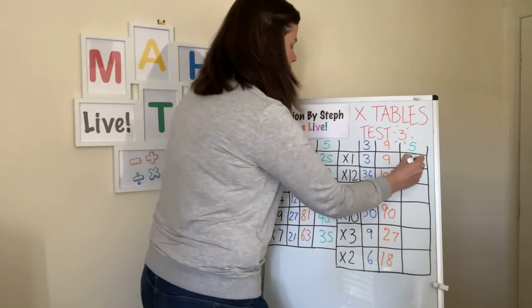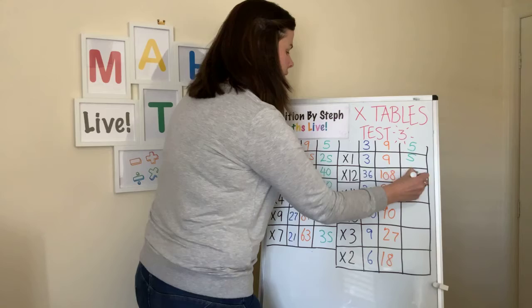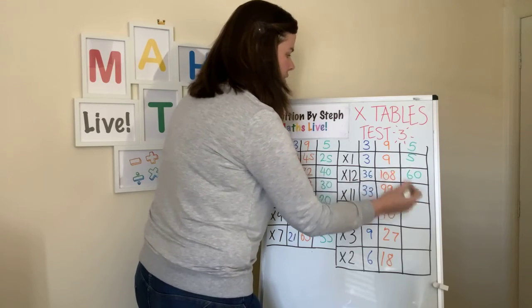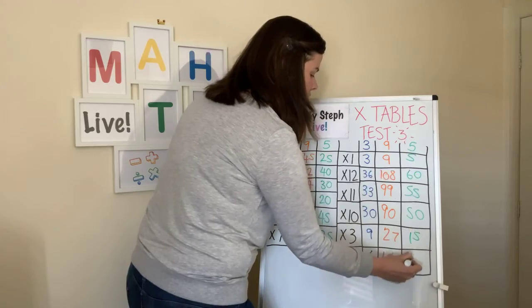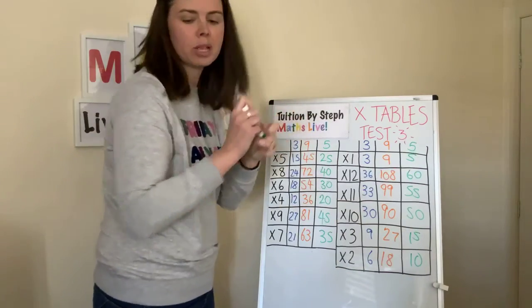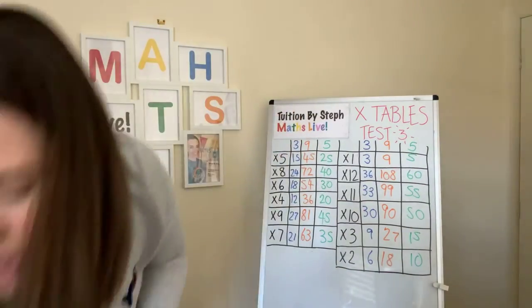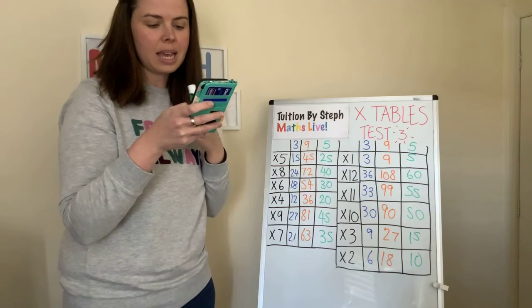1 5 is 5, 12 5s are 60, 11 5s are 55, 10 5s are 50, 3 5s are 15, and 2 5s are 10. Let me know how you did.